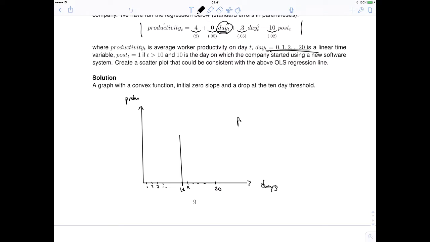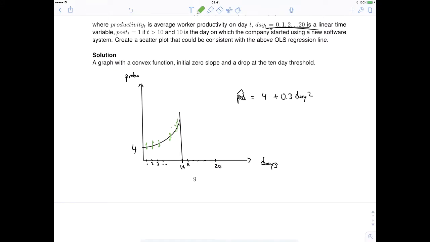Well, what is productivity hat, the fitted value of productivity, when post is equal to 0? Well, if post is equal to 0, it's simply just 4 plus 0.3 day squared. Agree? So when days is equal to 0, what's going to be my productivity? 4. What will happen to my productivity as days pass? It will increase, right? What would the data look like? Well, on day 1, you're going to have different levels of productivity for different workers. But what you'll see is that this average is increasing. Okay. What happens at post?